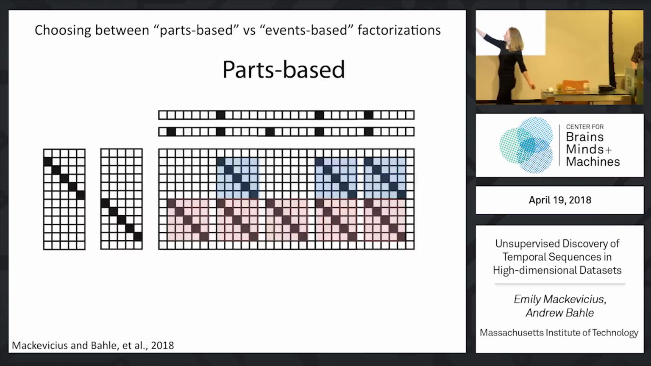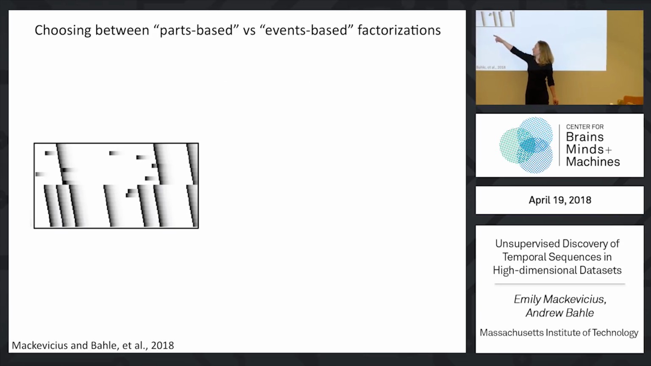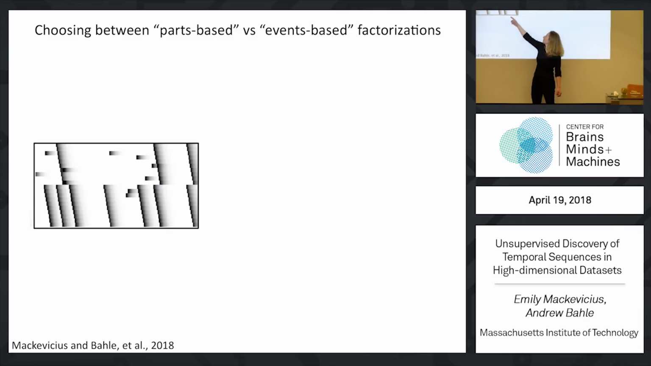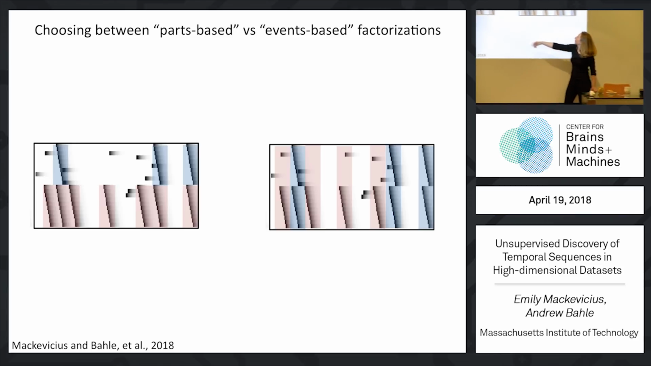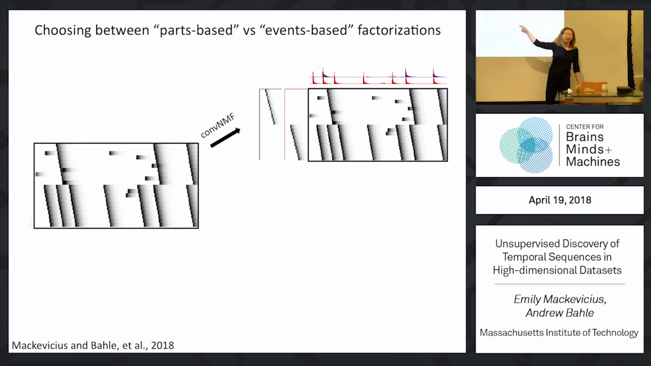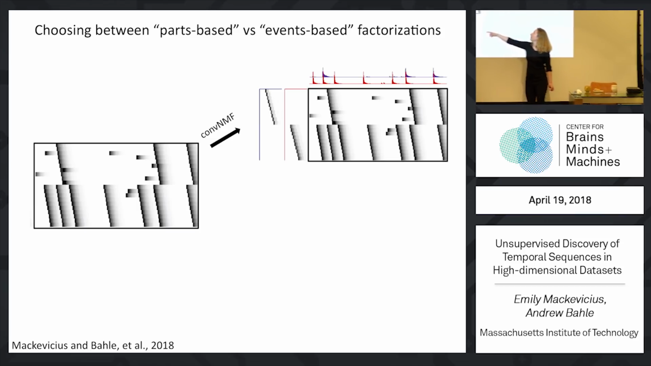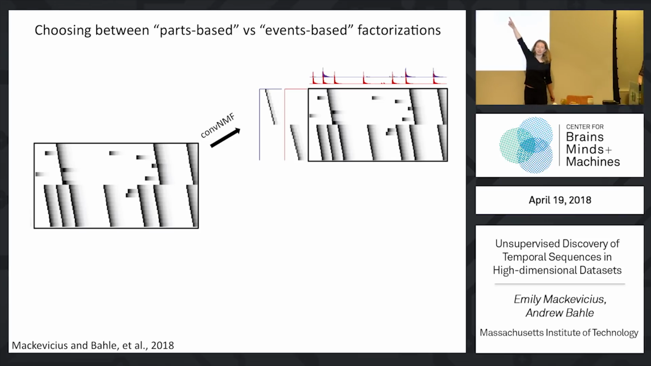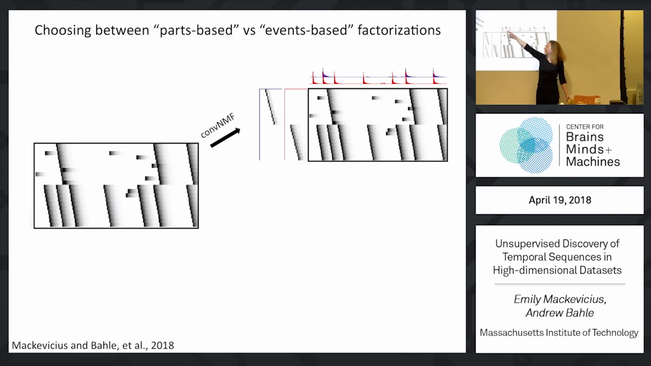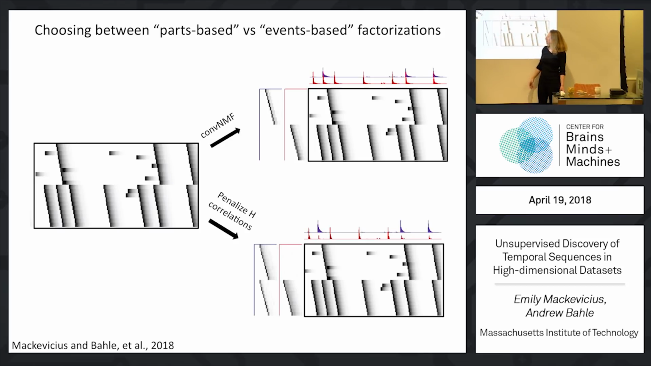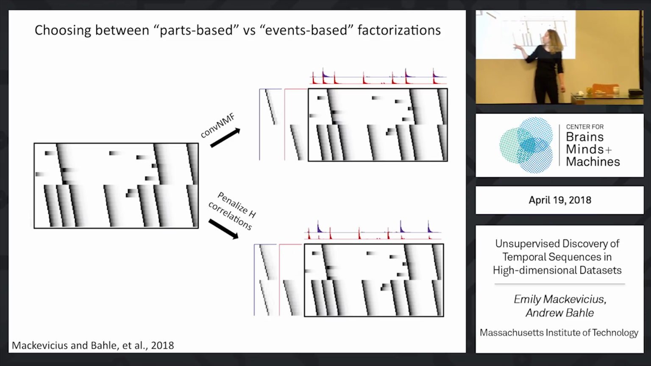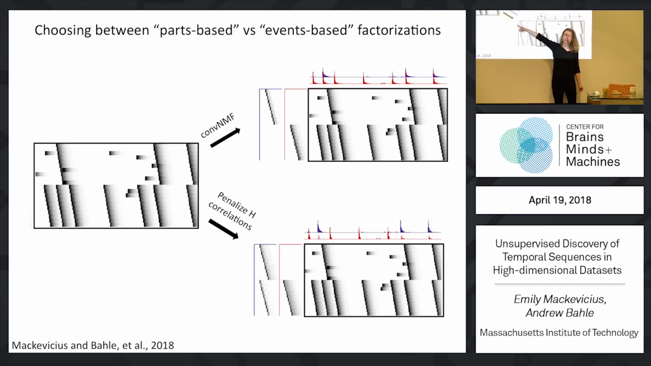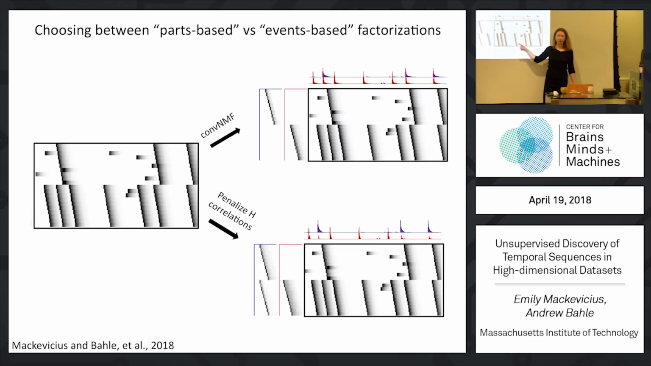So here's a simulated data set, just like the cartoon that I showed you. And you could do it either way. If you run convolutional NMF with two factors, then it will just decide to give you the event-spaced one. But let's say you really wanted to correlate it with behavioral events, so you really preferred an events-based factorization. You could penalize H correlations and get this events-based factorization.